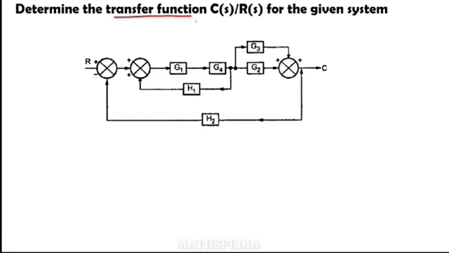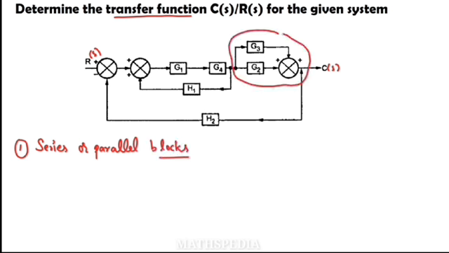Today we are going to solve this block diagram of a control system. Here we have the R(s) input and the C(s), which is the output of the system. So step number one, we start by observing the series and the parallel systems, the parallel blocks in the systems, and the series blocks.